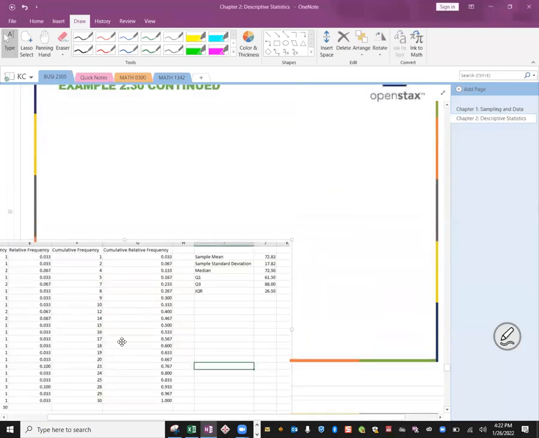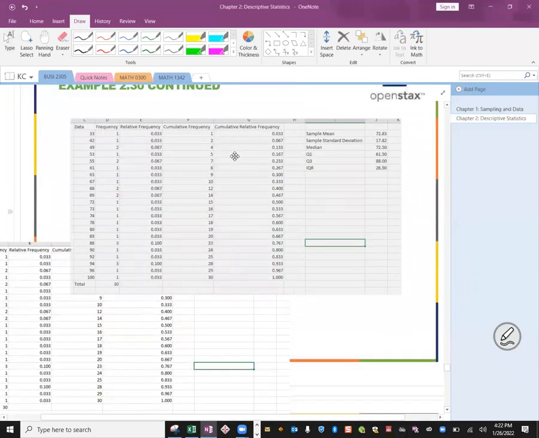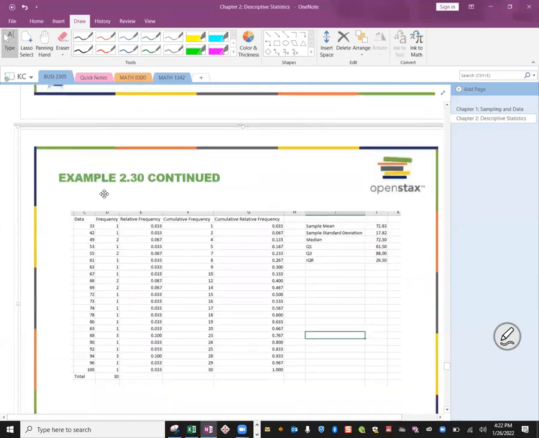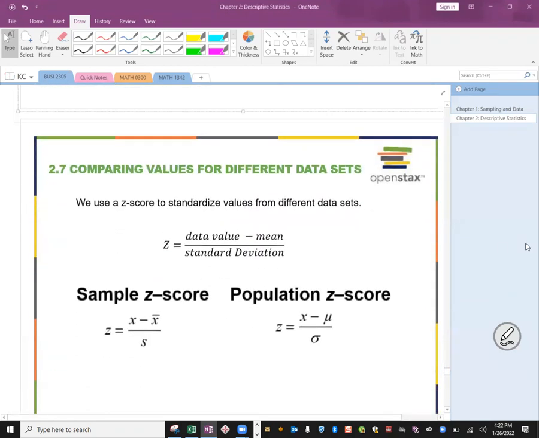Come on. There we go. And so that is the answer to the previous example. All right, so let's continue on.